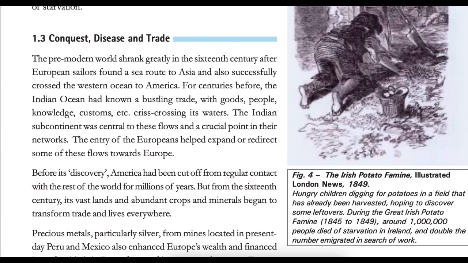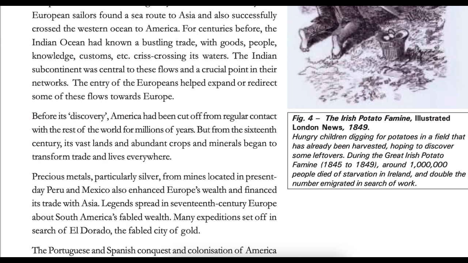Conquest, disease, and trade. The pre-modern world shrank greatly in the 16th century after European sailors found a sea route to Asia and also successfully crossed the Western Ocean to America. For centuries before, the Indian Ocean had known a bustling trade with goods, people, knowledge, customs, etc., crisscrossing its waters. The Indian subcontinent was central to these flows and a crucial point in their networks. The entry of the Europeans helped expand or redirect some of these flows towards Europe.